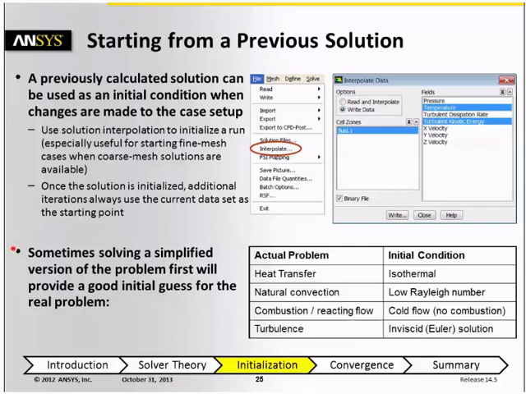Another way of starting from a previous solution is to first solve a simplified version of the real problem in order to provide a good initial guess. Some examples are listed here in the table, where if you're solving for heat transfer, you might start by solving an isothermal flow. If you have a natural convection problem, you might start with a lower Rayleigh number by reducing the strength of gravity. For combustion or reacting flow problems, you might start by solving for cold flow. And for turbulent flows, you might start with an inviscid Euler solution.